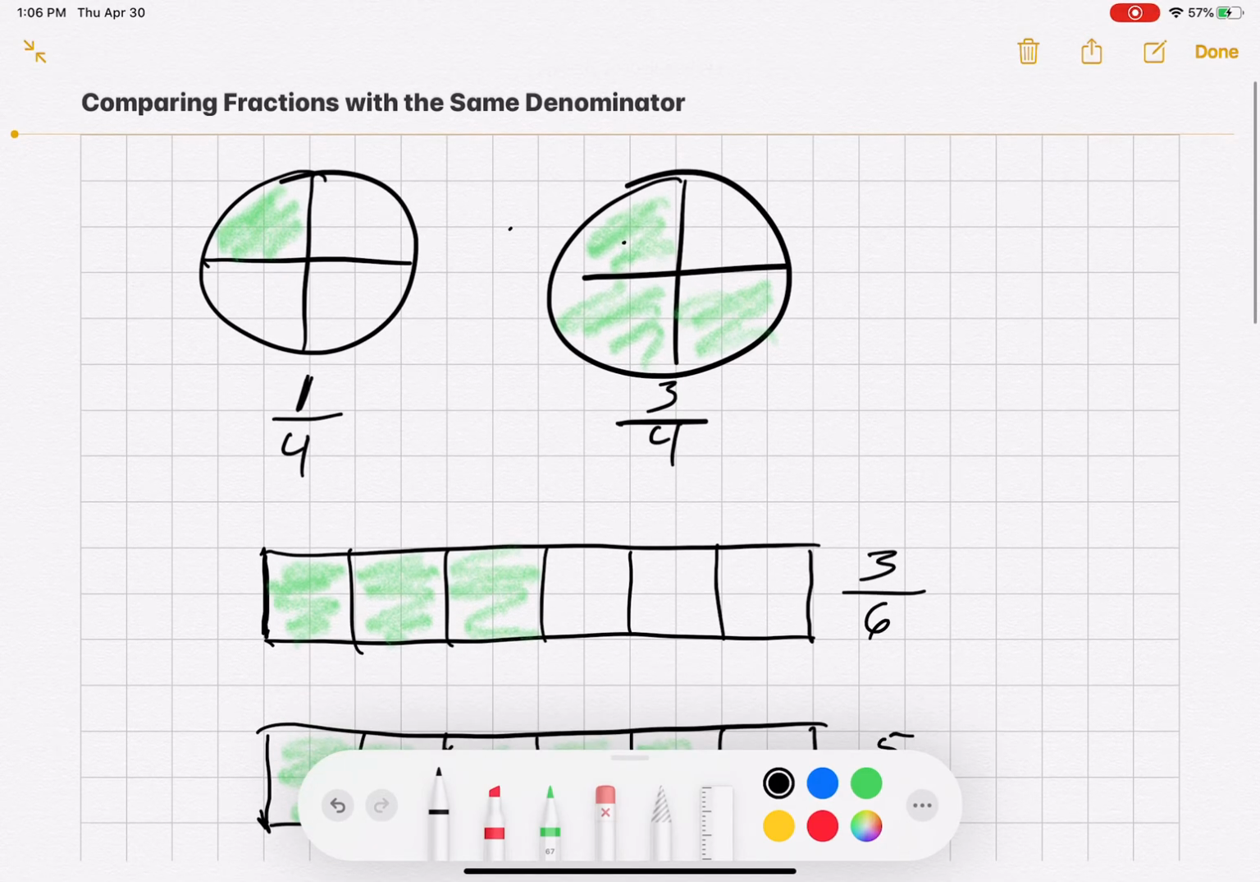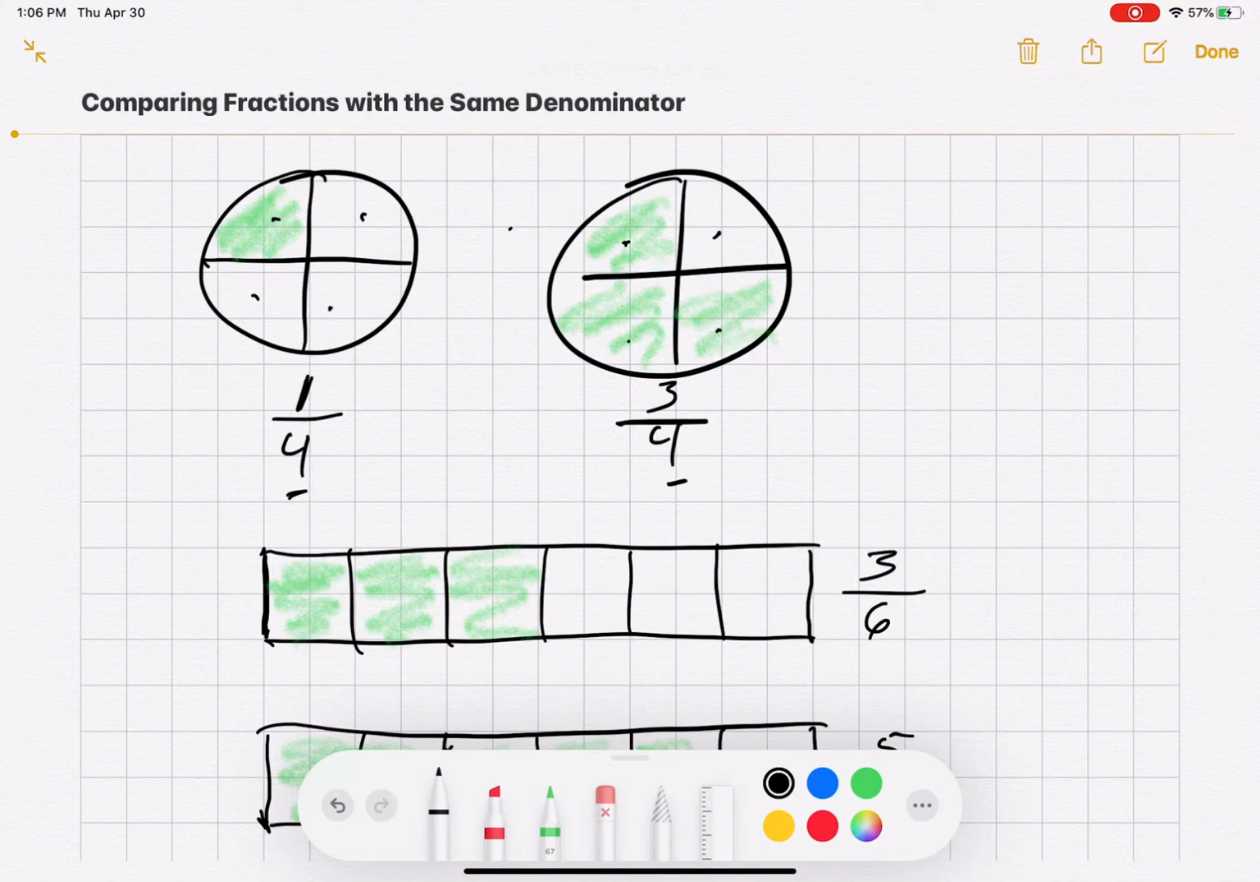Okay, welcome back. We're comparing fractions with the same denominators. So if we're looking at 1/4 and 3/4, and we're pretending that these circles that I freehand drew are the exact same size and that they're divided into the exact same amount of equal parts. Okay, so we're comparing the exact same sized object with the exact same size parts.